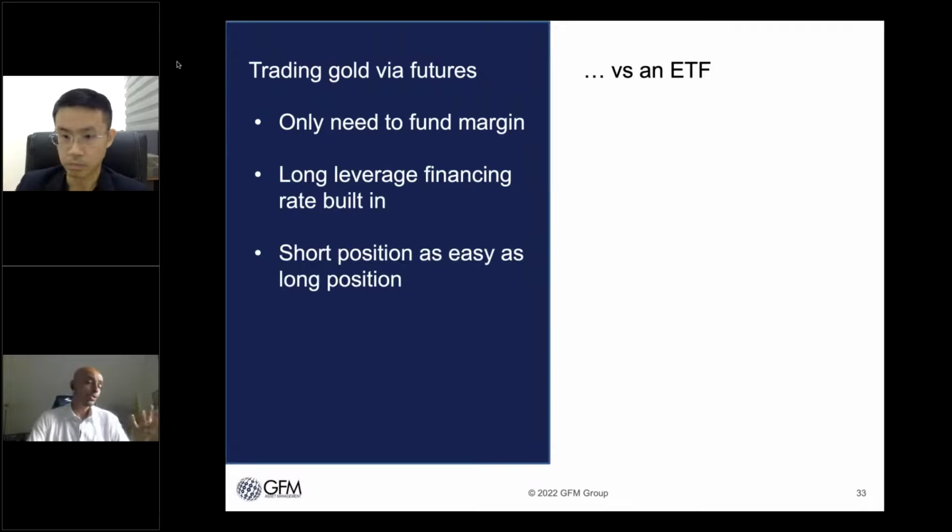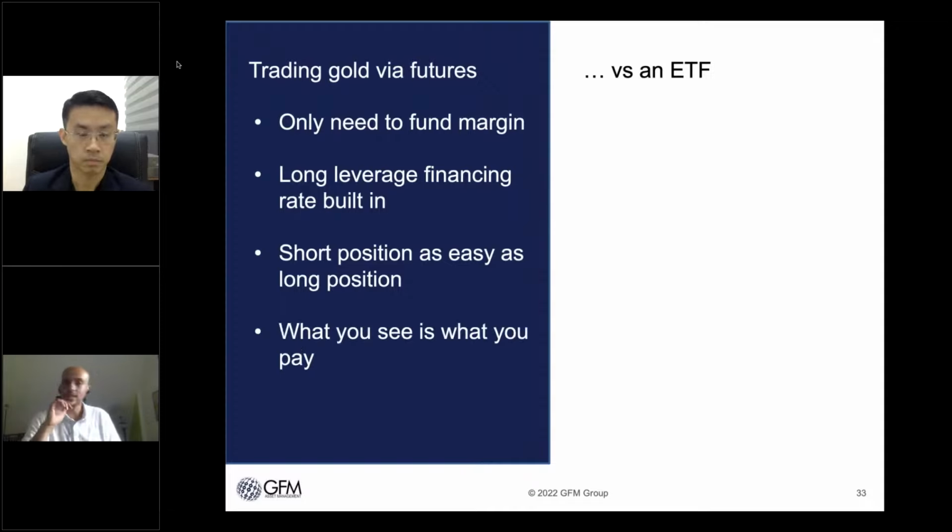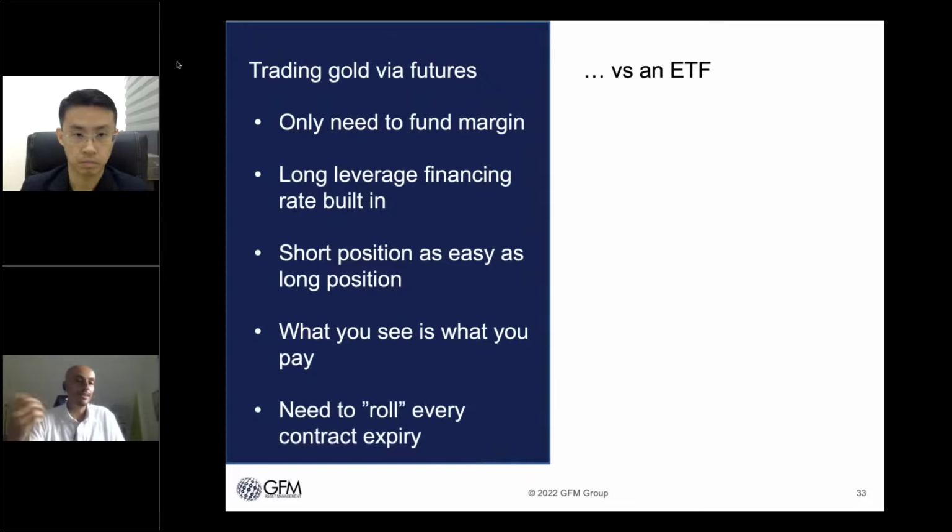On the short side, if you want to get exposure to the price of gold going down, you can sell a gold future just as easily as you can buy one. You don't need to borrow anything. You don't need to pay margin rates on short positions or anything like that. You just click short, you've got a short position, and your margin is going to be managed like any other futures position. What you see is what you pay. It's all in there, it's all wrapped up. I think basically if you're taking a short-term trading view, futures are a simpler and easier way of doing it.